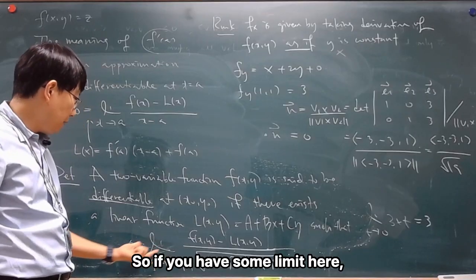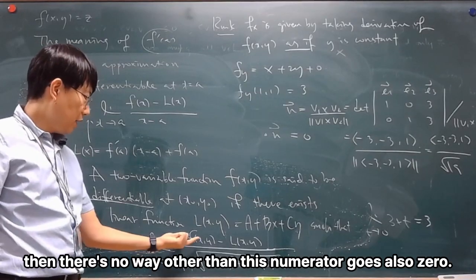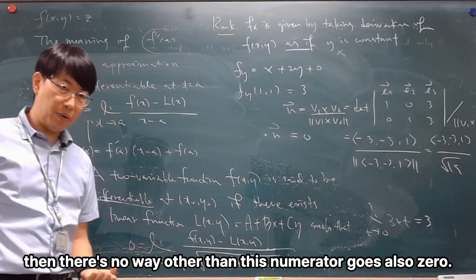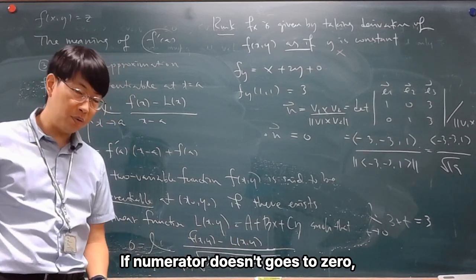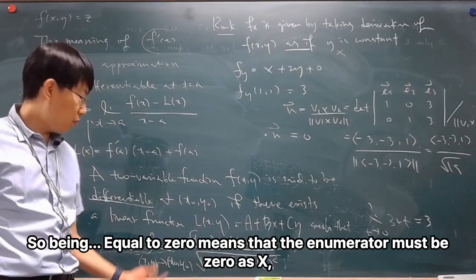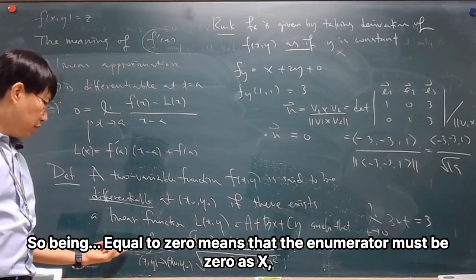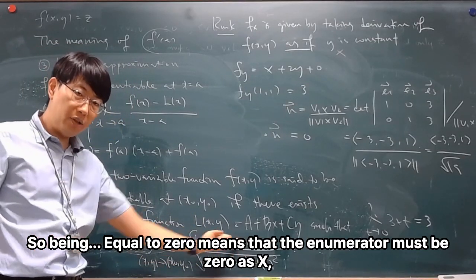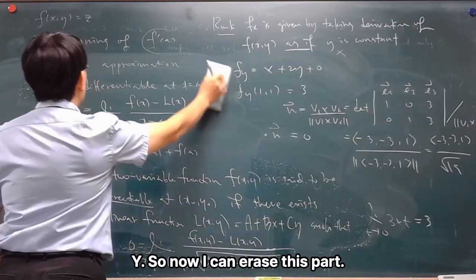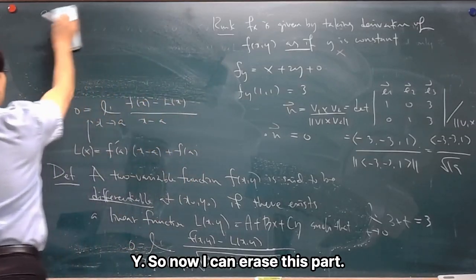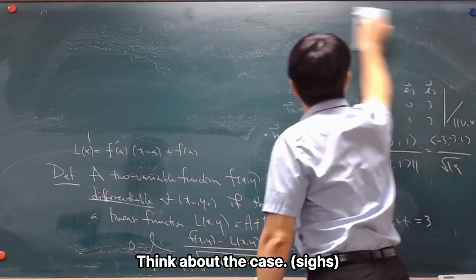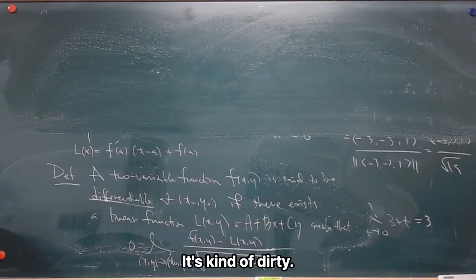So if you have some limit here, then there's no way other than the numerator also going to 0. If the numerator doesn't go to 0 while the denominator goes to 0, then the limit must diverge. So being equal to 0 means that your numerator must go to 0 as x, y goes to x0, y0. So now I can erase this part.